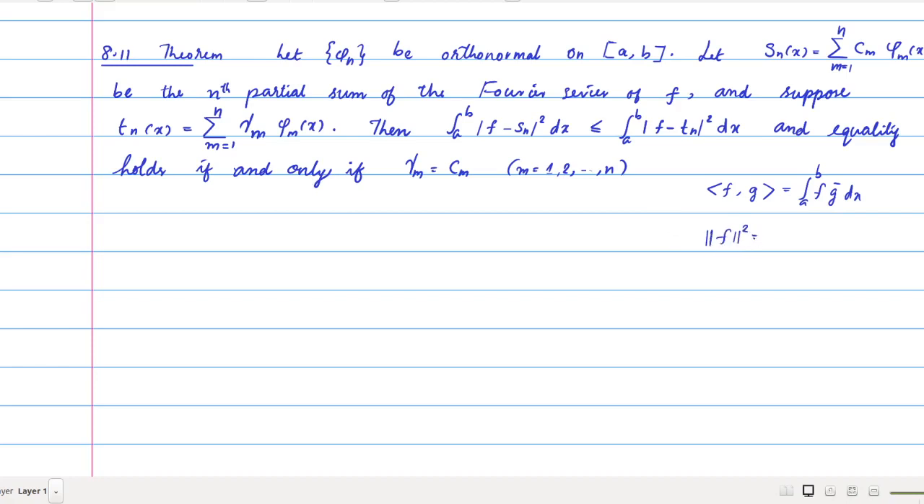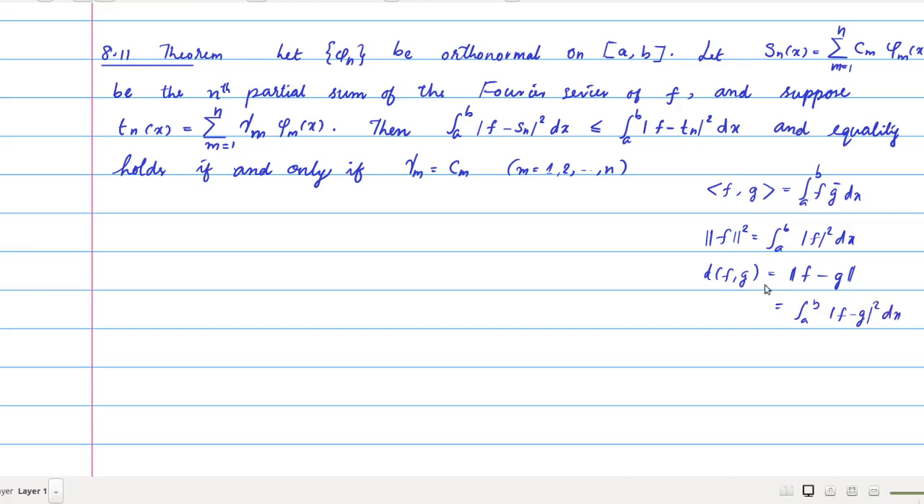Norm f square is integral a to b f f conjugate dx, that is mod f square dx. So this is the norm. This norm induces a distance in that space. d(f, g) is equal to norm f minus g. This will be a distance, and as far as we consider this distance, we can give a meaning for this inequality. Okay, so the distance between f and g is defined using this definition: integral a to b mod f minus g square dx.